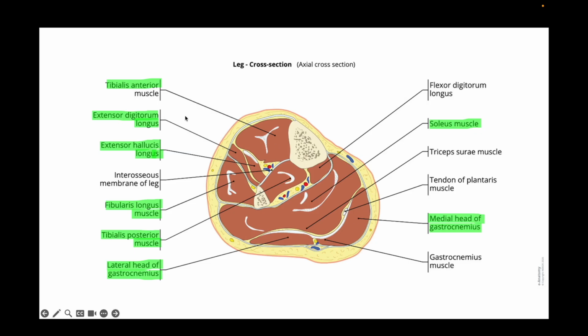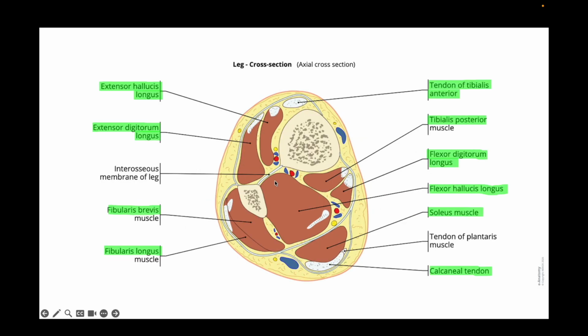I think they can show you them all, but the key ones would be tibialis anterior, soleus, which is deep to your gastrocnemius, and then you've got your medial and then your lateral head of the gastrocnemius. If they specifically show you the medial side and you can tell that it's the medial side, call it the medial head of the gastrocnemius muscle in the exam.